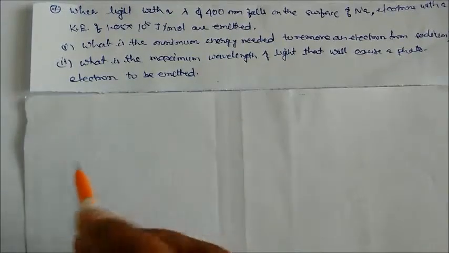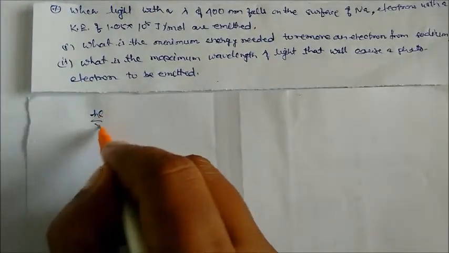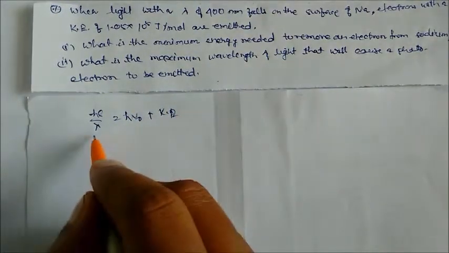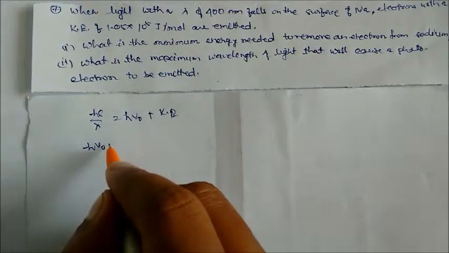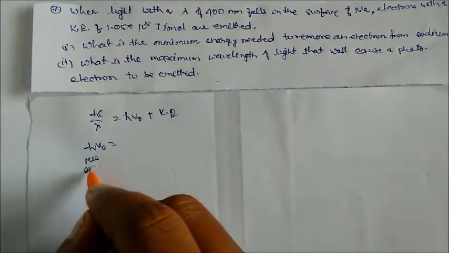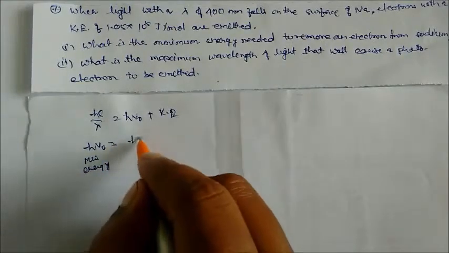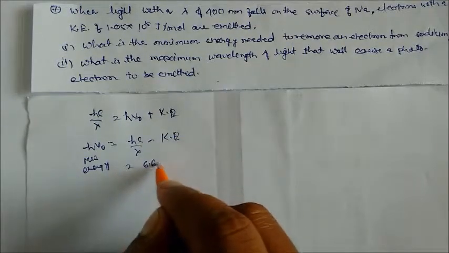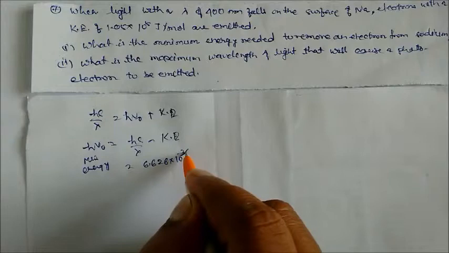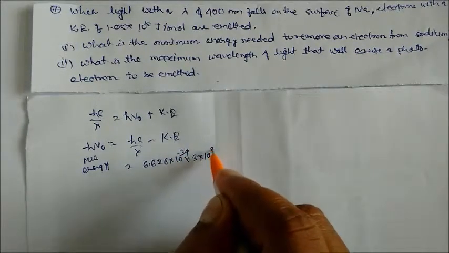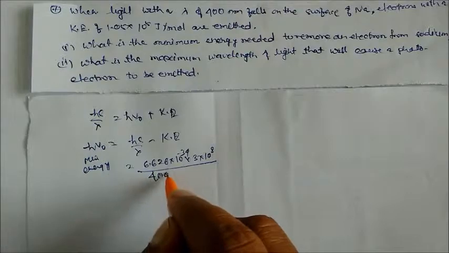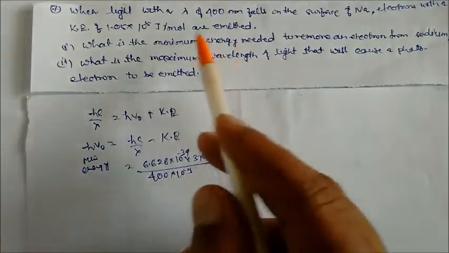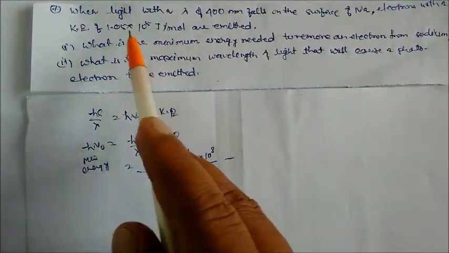Again we can use the photoelectric equation: hc upon lambda is equal to h nu naught plus kinetic energy. Here h nu naught is the minimum energy we require. So this is nothing but hc upon lambda minus kinetic energy. Now you solve it. h is 6.626 into 10 power minus 34 joule second, c is 3 into 10 power 8, and lambda is already given, that is 400 into 10 power minus 9 meter. The kinetic energy they have given is 1.05 into 10 power 5 joule per mole.